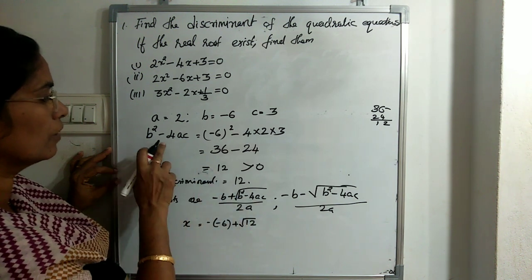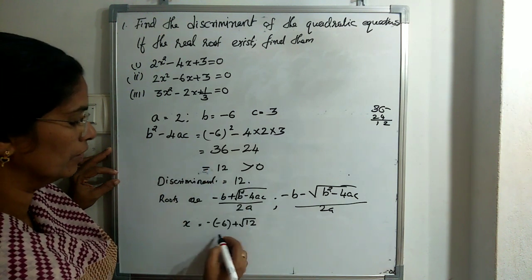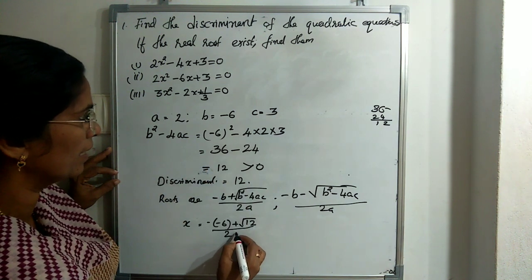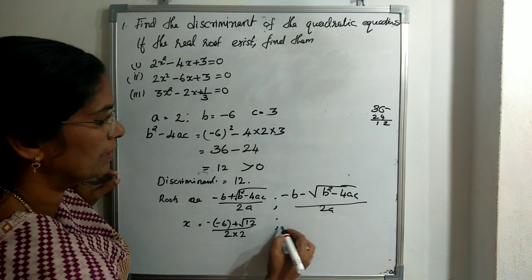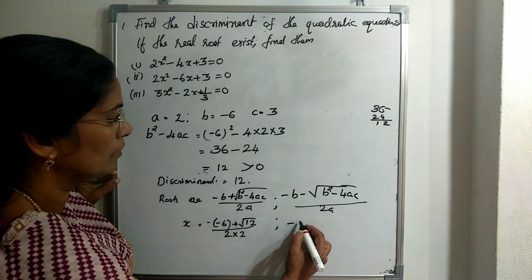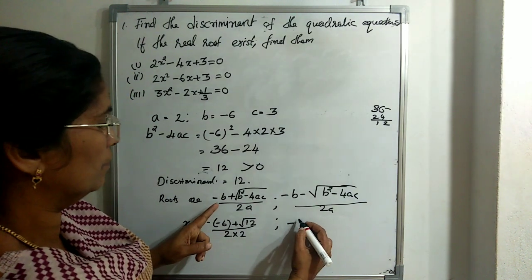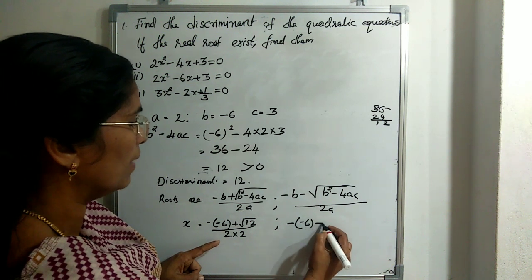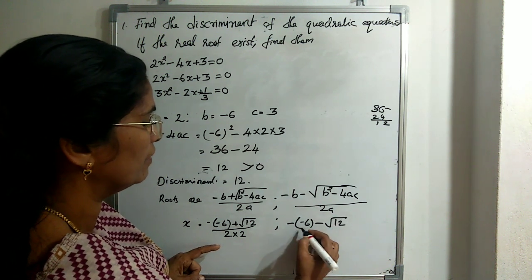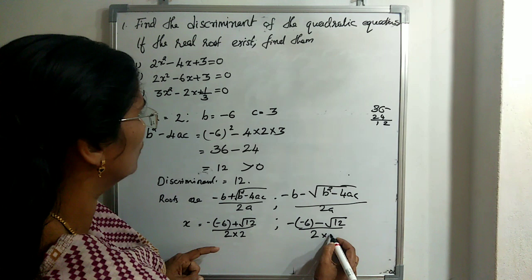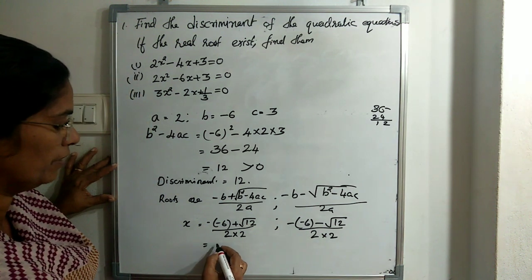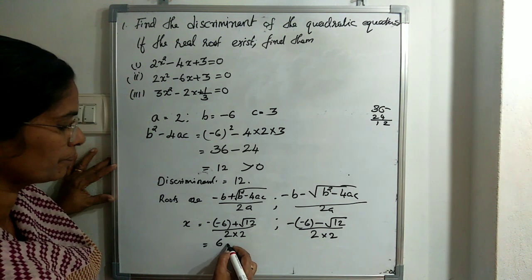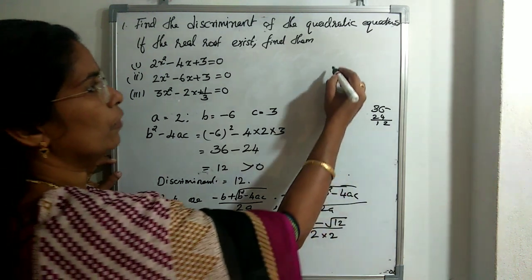Already we find b square minus 4ac, whole divided by 2a. A is 2. And here we can write minus of b, minus 6 minus root 12 divided by 2a. A is equal to 2. So we can simplify now. Positive 6 plus root 12.